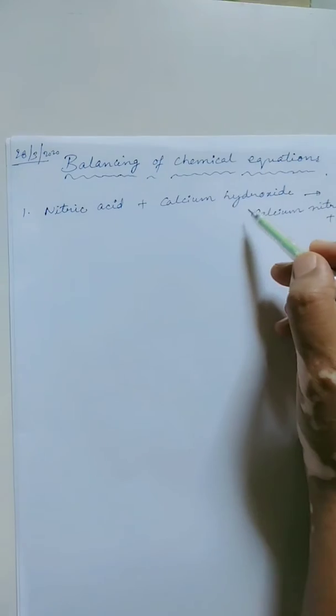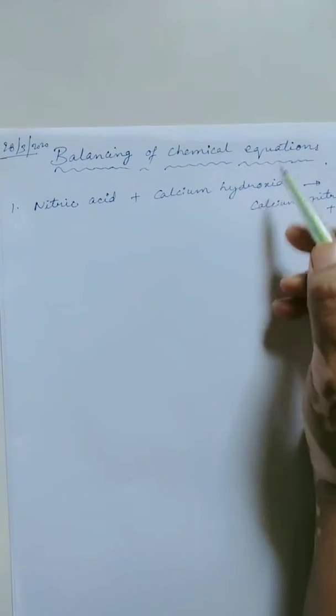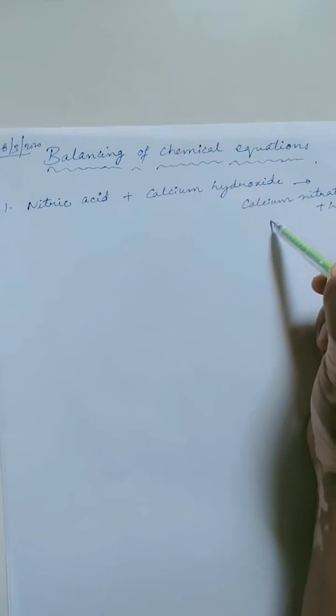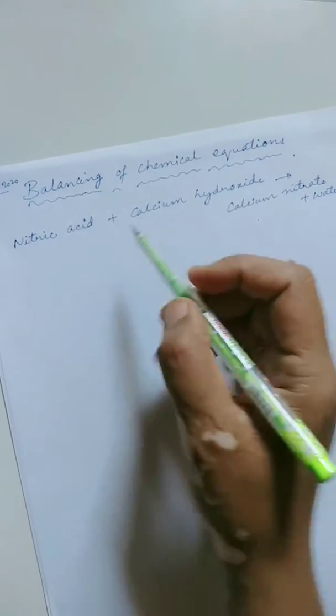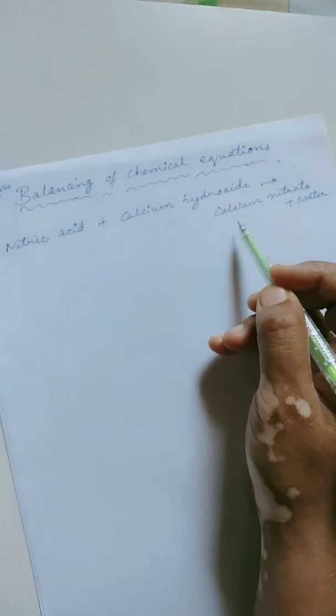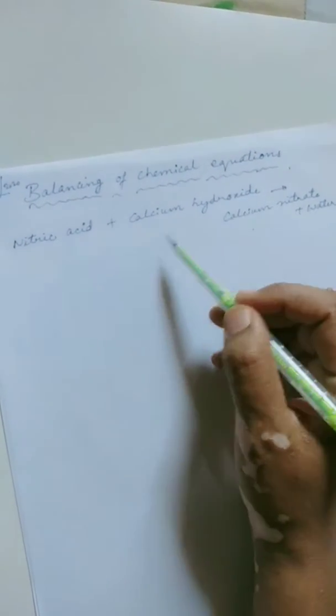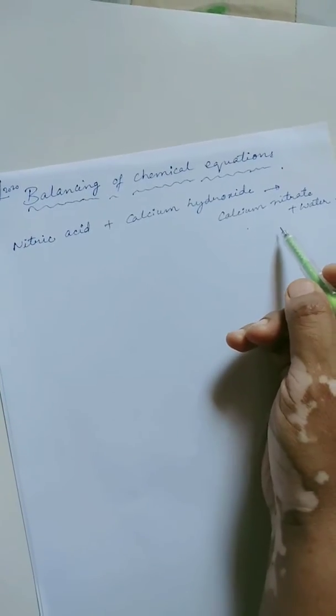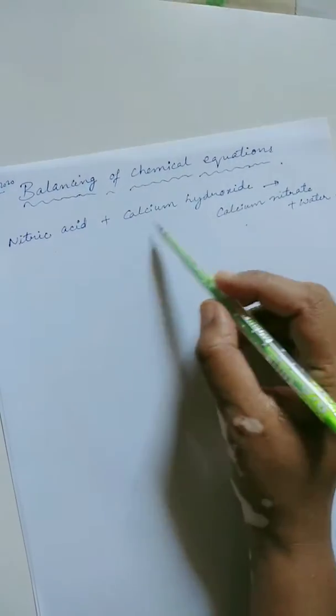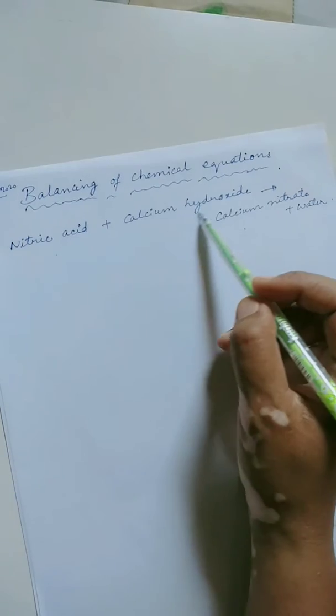Let us continue with today's topic of learning, that is balancing of chemical equations. In my last video, I taught you how to balance a chemical equation. So it's nothing but following the law of conservation of mass. That is, mass is neither created nor destroyed during a chemical reaction. So we need to just make the number of atoms on the left hand side equal to the number of atoms on the right hand side of each element.